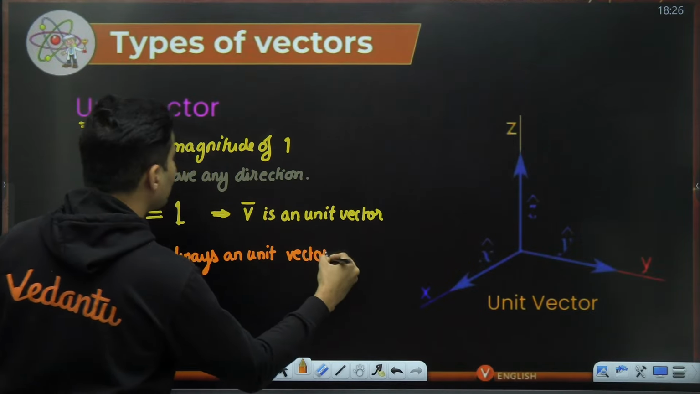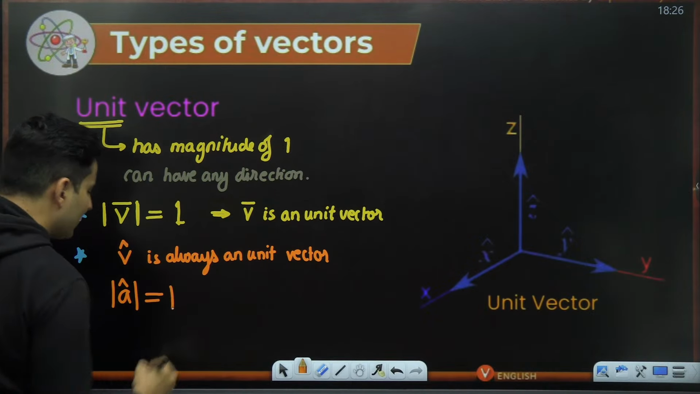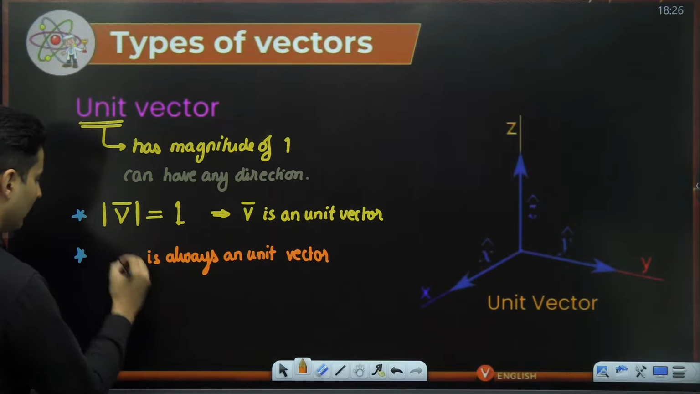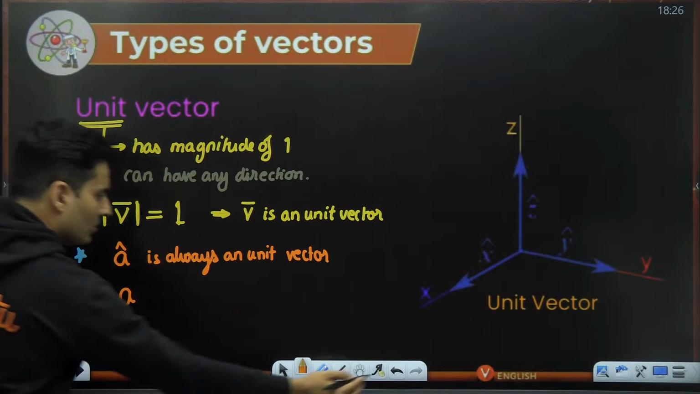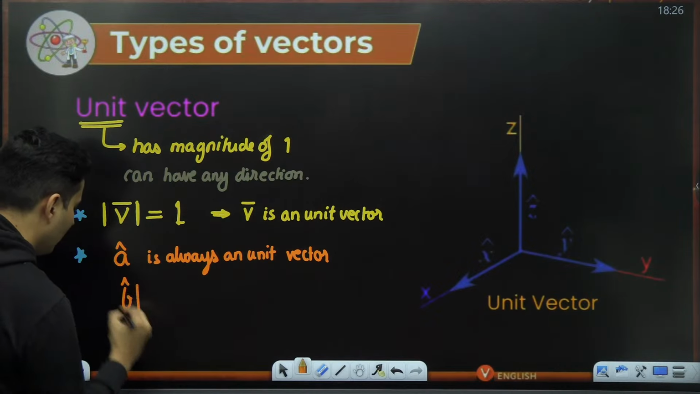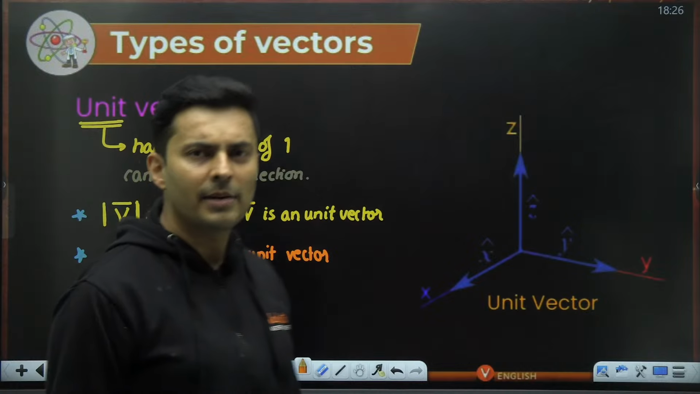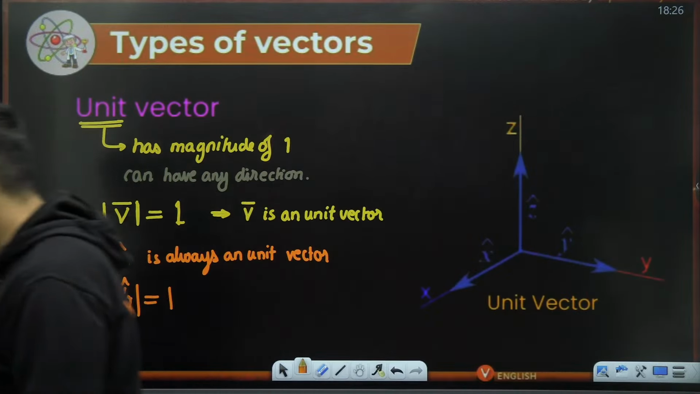So whenever you see this hat, let's say a hat, and there is a mod, 100% it will be 1. So just for clarity's sake, let me use a different symbol, a hat or b hat, anything guys. So if I use over here b hat modulus, it will 100% be 1. Is this absolutely clear, my dear students? Yeah, what is the meaning of a unit vector?